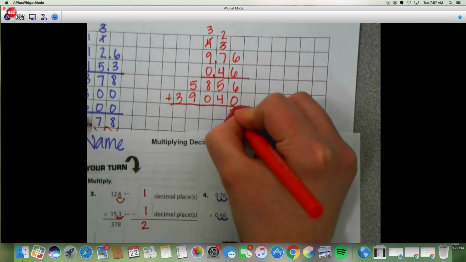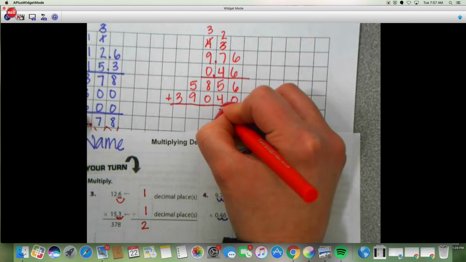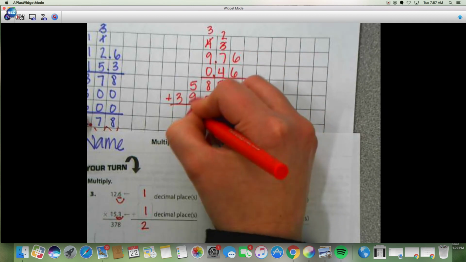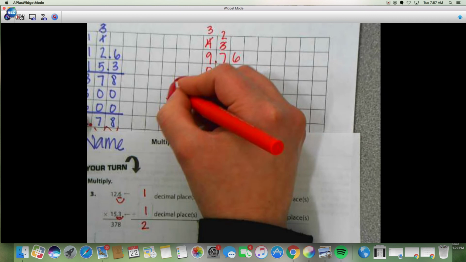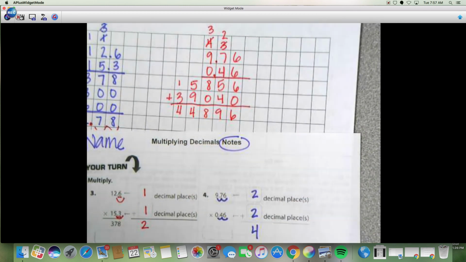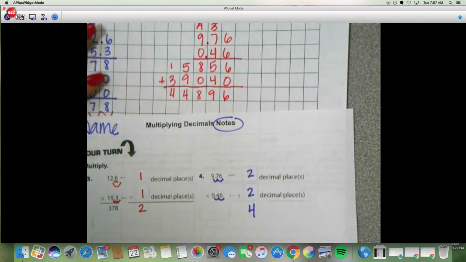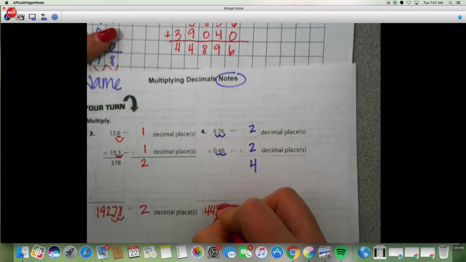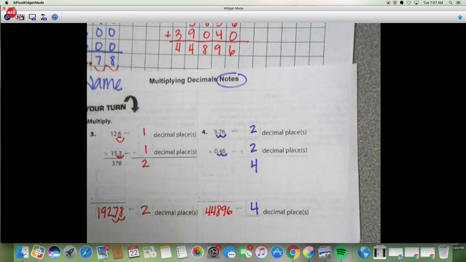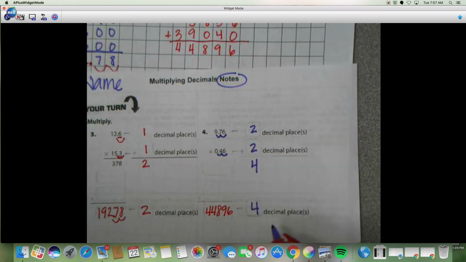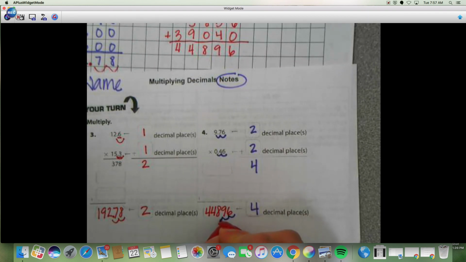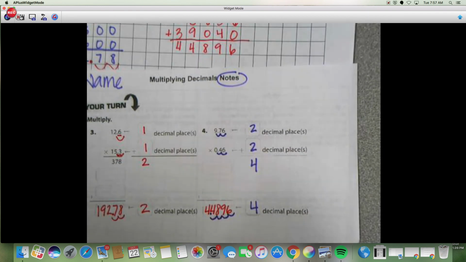6 plus 0 is 6. 5 plus 4 is 9. 8 plus 0 is 8. 5 plus 9 is 14. 1 plus 3 is 4. So I'm going to come down here and record my answer. 4, 4, 8, 9, 6. And I'm going to have to move my decimal now 4 places to the left. So 1, 2, 3, 4. So I get an answer of 4.4896.